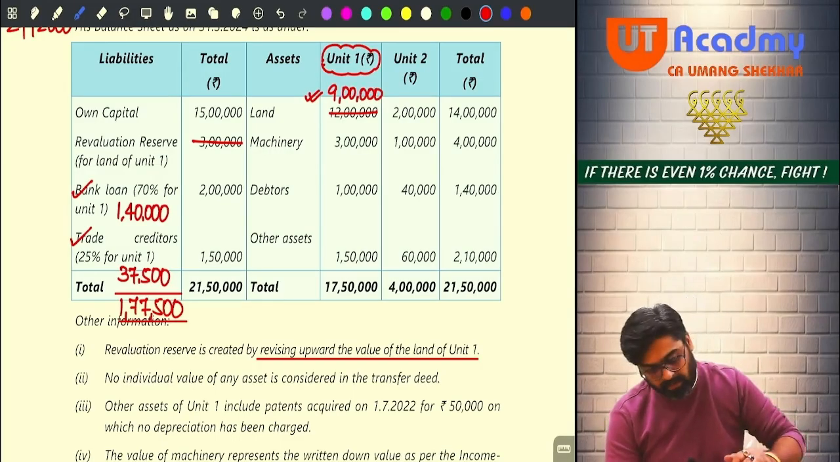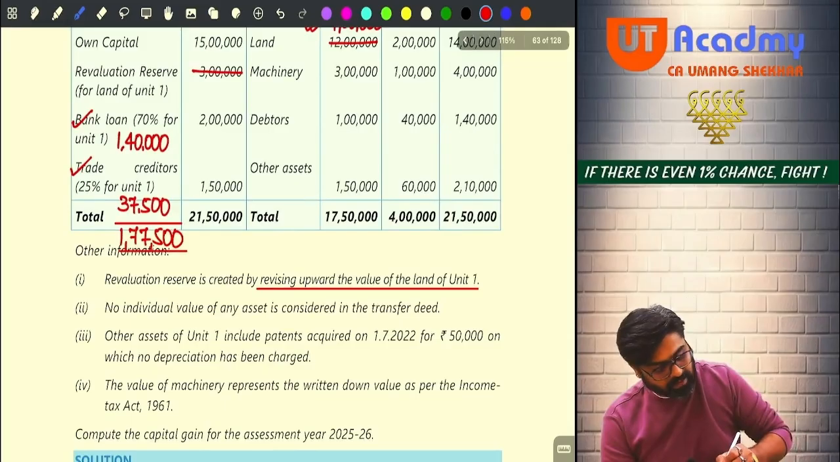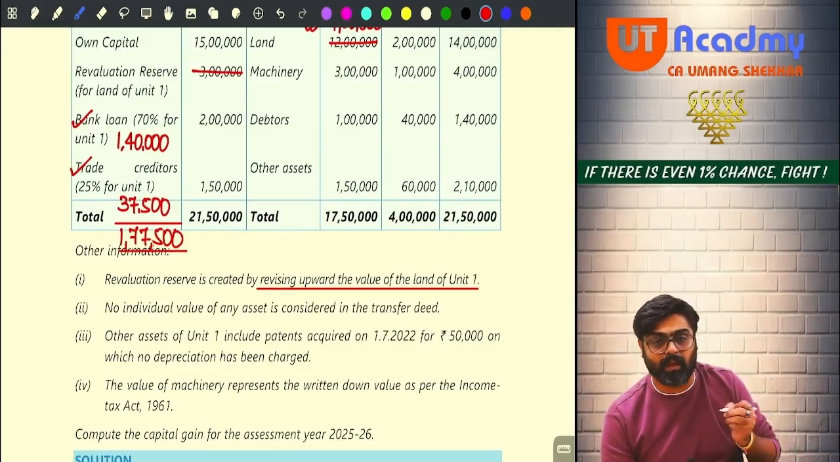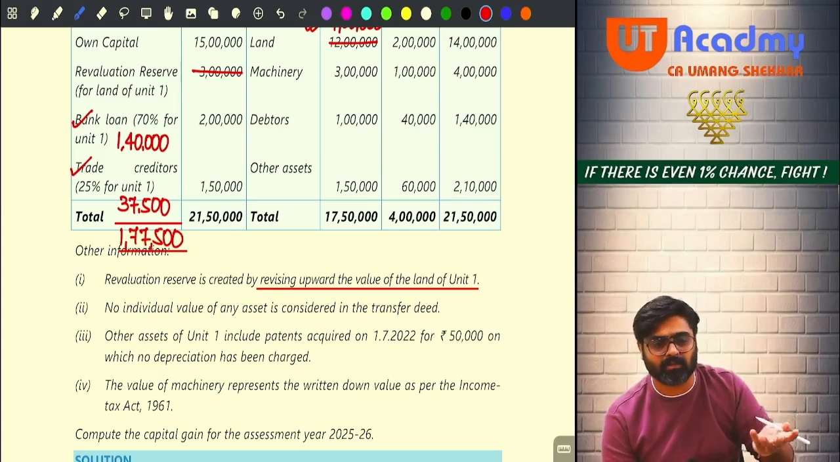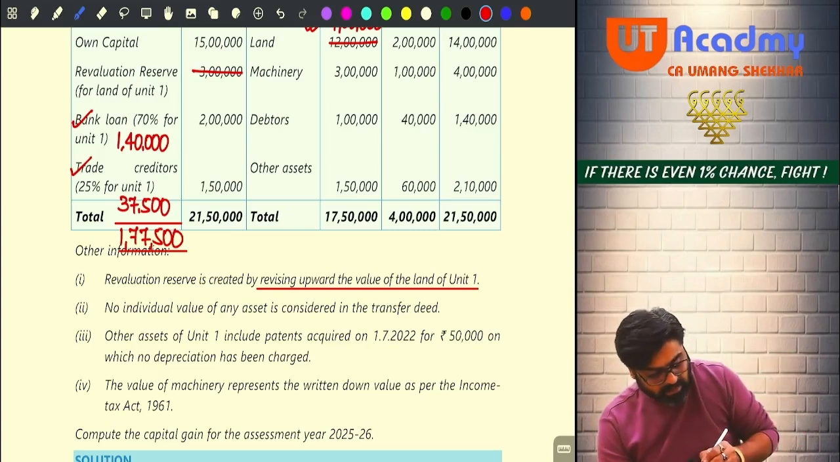Okay. Now, no individual value of any asset is considered in the transfer deed. Thank God. And that is the reason why it is known as slump sale, no? So in the transfer deed, you have not given any individual values to any asset. So, okay. Other assets of unit 1 include patents. Oh my God, they are talking about other assets.